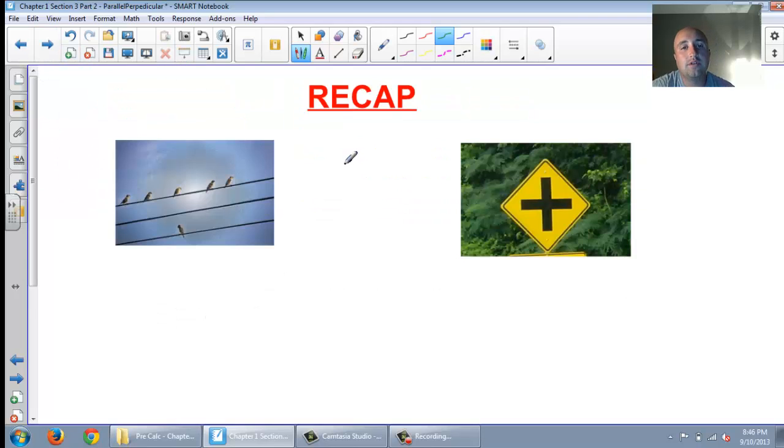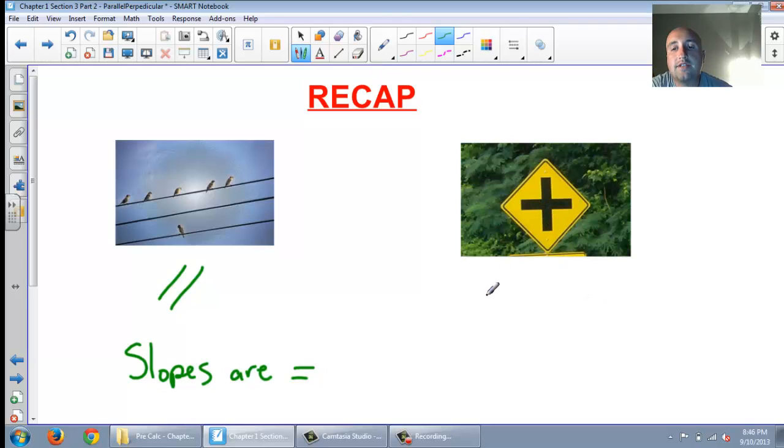So to recap, let's recall what we know about parallel lines. If there are lines that do not ever intersect, they are parallel, and we know that their slopes are equal. Very important: if you have parallel lines, slopes are equal.